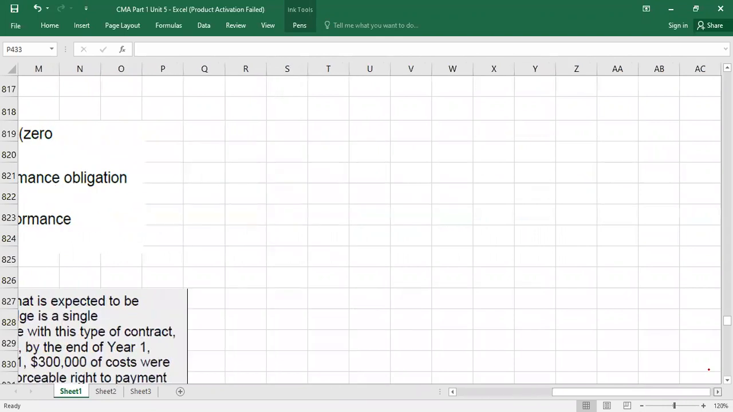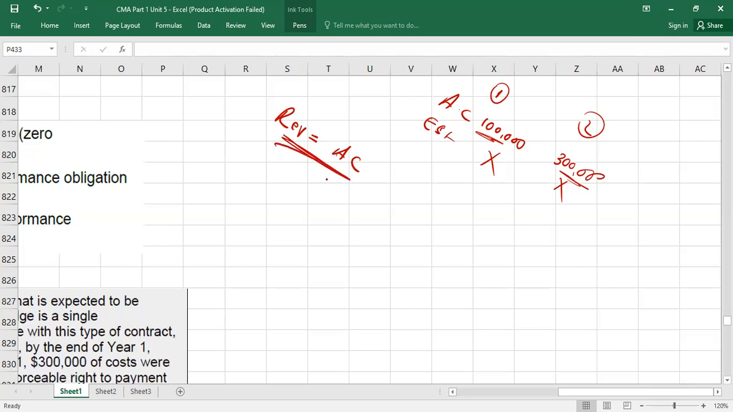For example, in year one, my actual cost is 100,000. And my estimated cost, I cannot measure reliably. That's why input method is not applicable. Okay, in year 2, I'm just giving example, my actual cost is $300,000. Again, estimated cost, I cannot measure reliably. Actually, what I'm trying to say, input method or output method is not applicable. And I expect that these costs, whatever I have incurred, I will recover from the customer. So what is now zero gross profit method? That says you should book revenue equal to the actual cost.